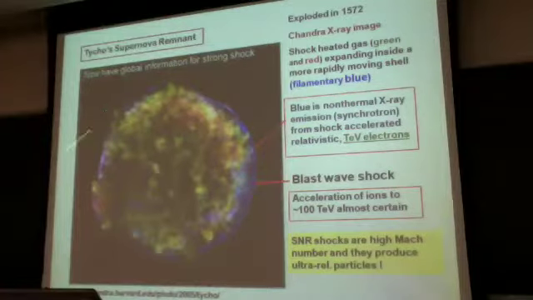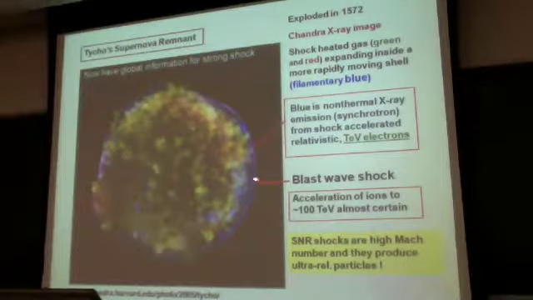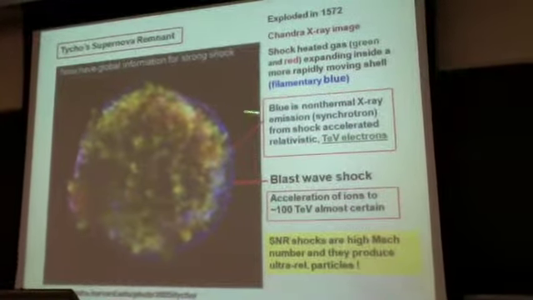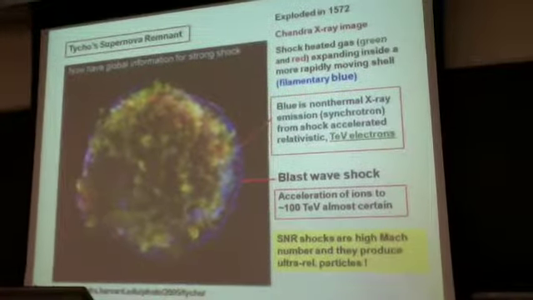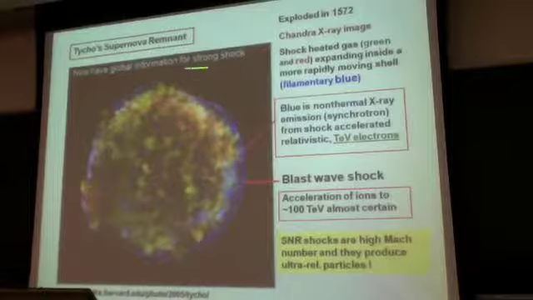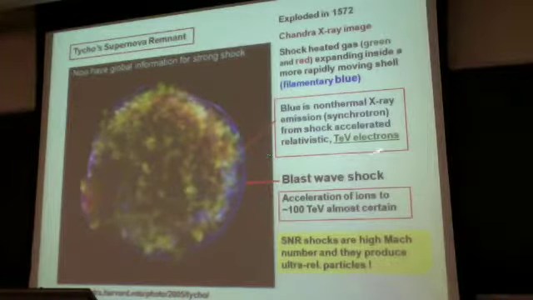This is a supernova, the Tycho supernova remnant. This is an X-ray image. This blue line here is X-ray synchrotron emission from TeV electrons. You have this bow shock right here. So this shock is strong. You have nice global information. There's absolutely no doubt that it's producing TeV electrons, and almost no doubt that it's producing TeV protons as well in this shock.